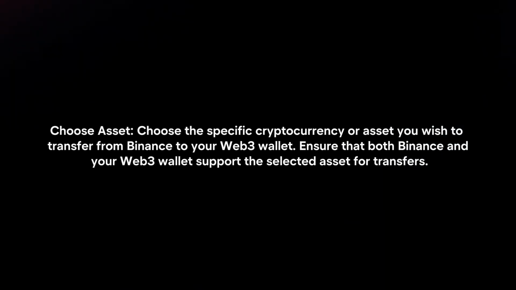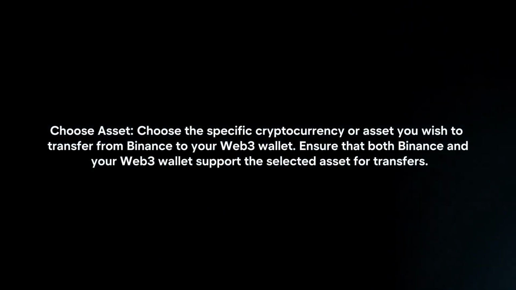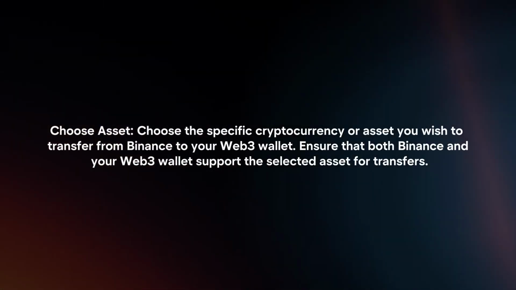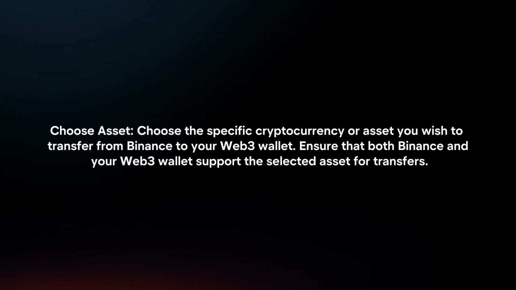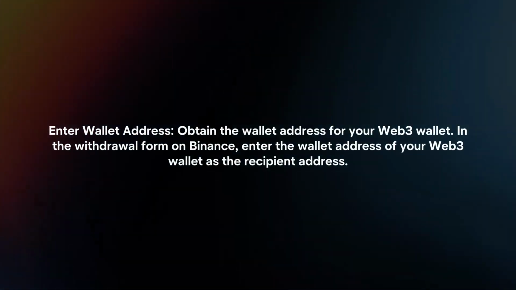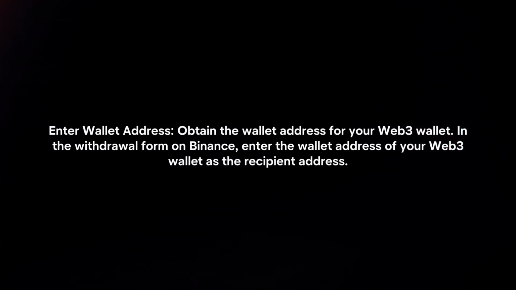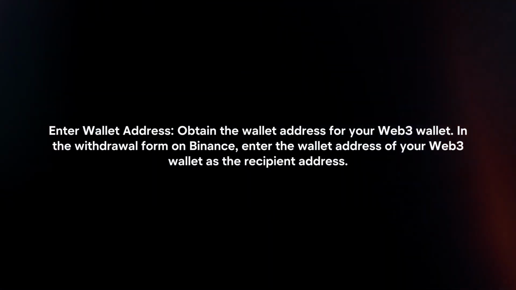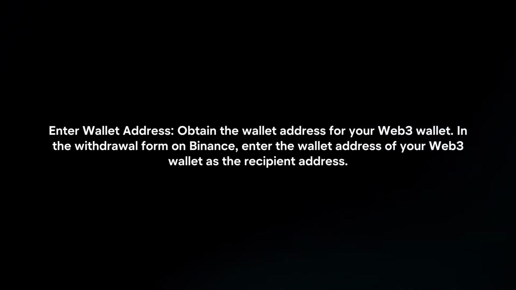Choose asset. Choose a specific cryptocurrency or asset you wish to transfer from Binance to your Web3 wallet. Ensure that both Binance and your Web3 wallet support the selected asset for transfers. Enter wallet address. Obtain the wallet address for your Web3 wallet. In the withdrawal form on Binance, enter the wallet address of your Web3 wallet as the recipient address.